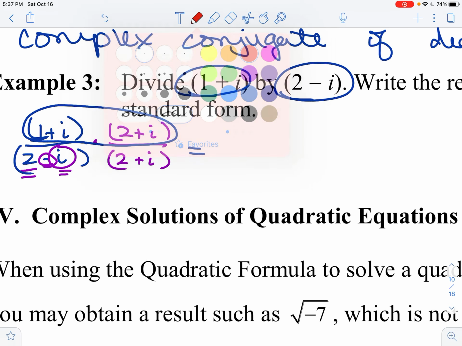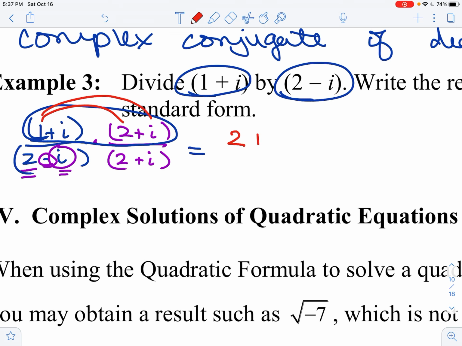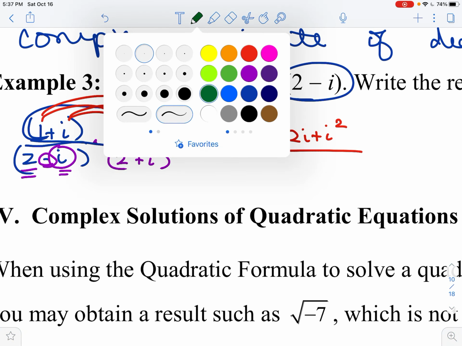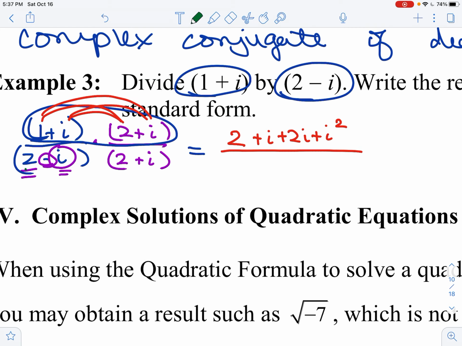So here we go. Let's do this. First, 1 times 2 is 2. Outer, 1 times i is i. Inner, 2 times i is 2i. And last is i squared. We'll leave it just like that for now. And then we're going to FOIL the bottom as well. 2 times 2 is 4. 2 times i is positive 2i. Negative i times 2 is negative 2i. And negative i times i is negative i squared.